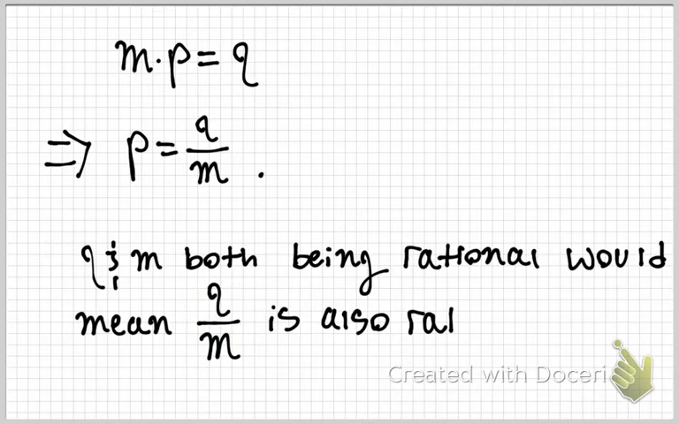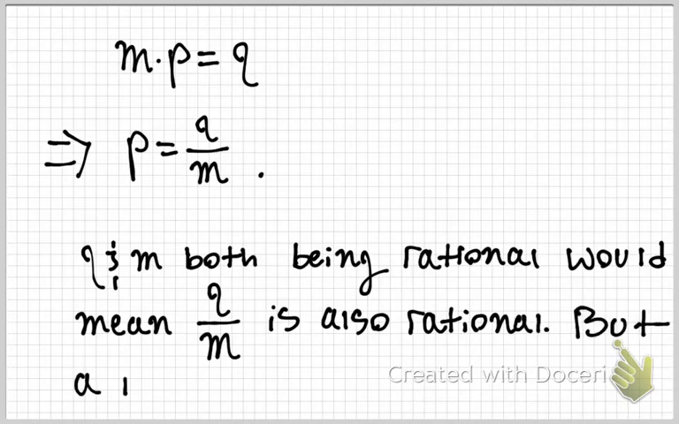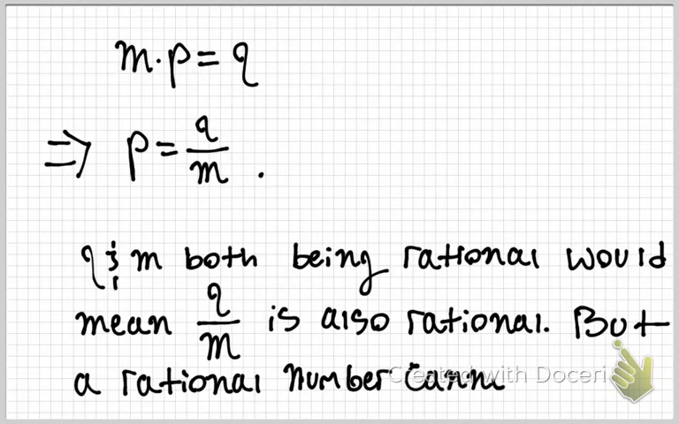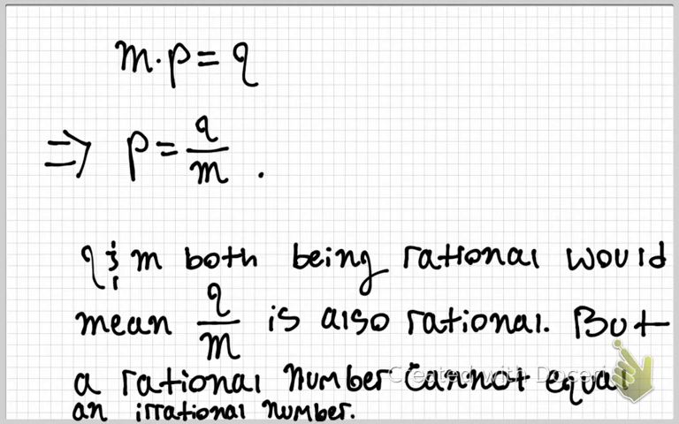Now, what does that mean in the grand scheme of things? If Q over M is also rational, but remember what we said P was. We said that P was irrational. How can you have a rational number P equal to an irrational number Q over M? That is the contradiction that we were looking for.